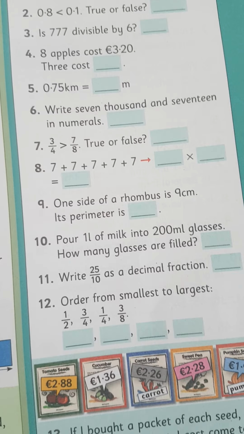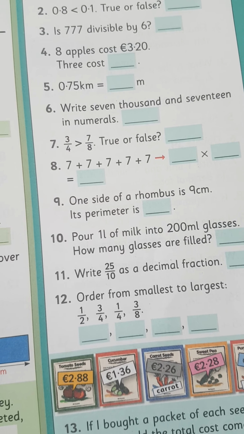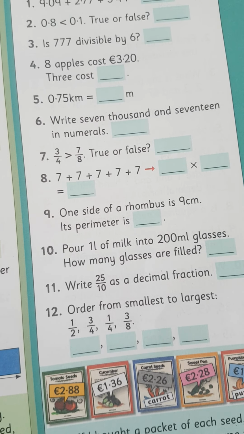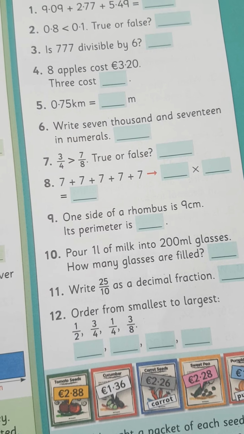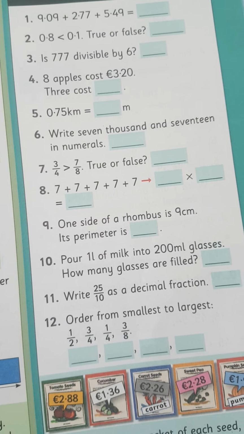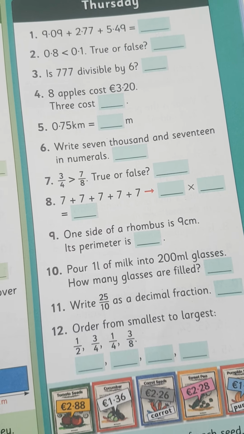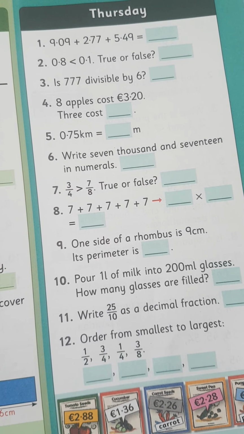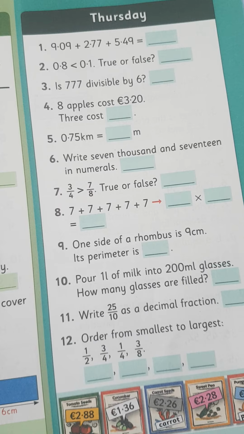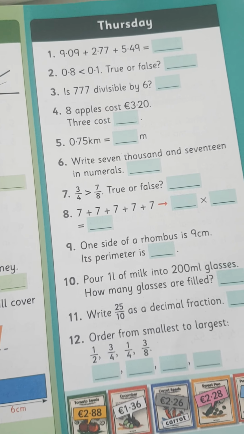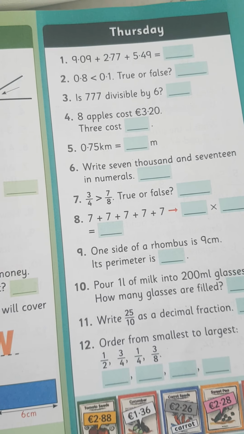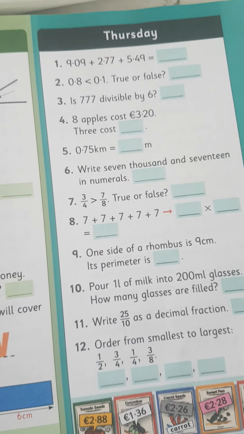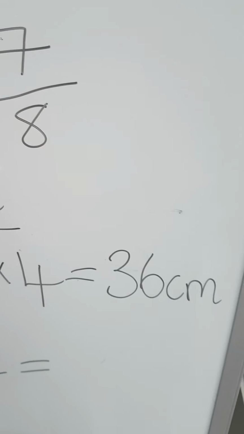Question 9. One side of a rhombus is 9 centimeters. Its perimeter is what? So a rhombus, now that might have been hard if you weren't sure what a rhombus was. A rhombus is a square that's pulled out of shape. It's kind of like a diamond. So we know that the sides of a square are all the same. So the perimeter is the length of all of the sides of the square. So it would be 4 times 9 because it's 4 sides. And then 4 times 9 is 36, so 36 centimeters.